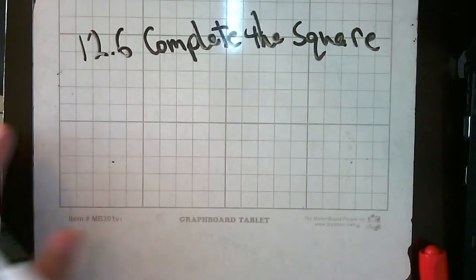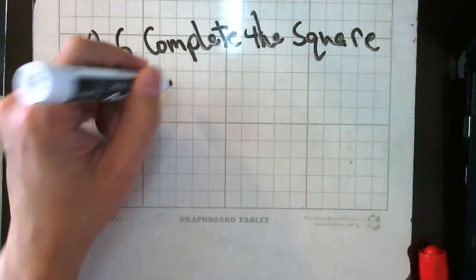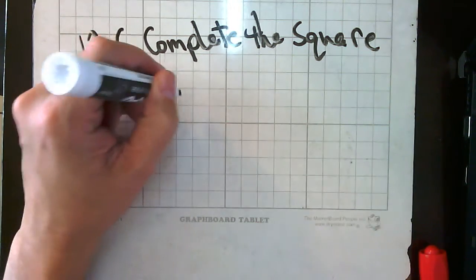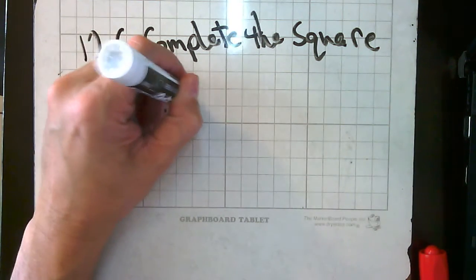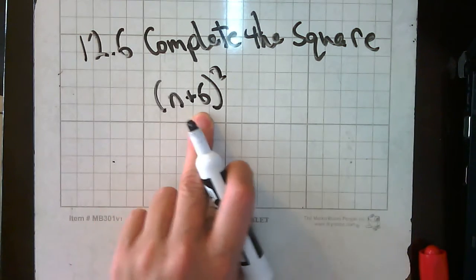All right, today we're doing completing the square. As an intro, we're going to start with a perfect square. Let's say we have n plus 6. This is a perfect square. Today we're going to use this as an answer.